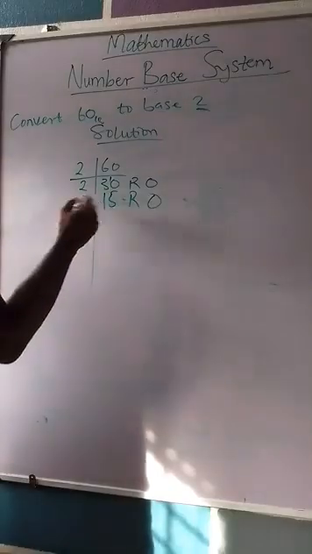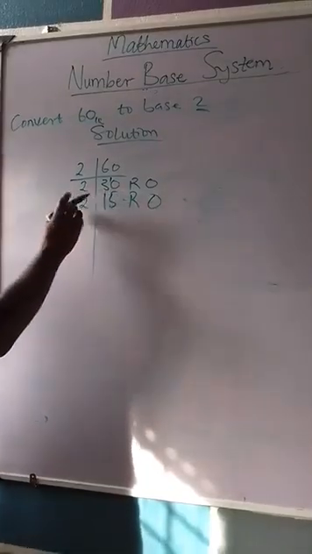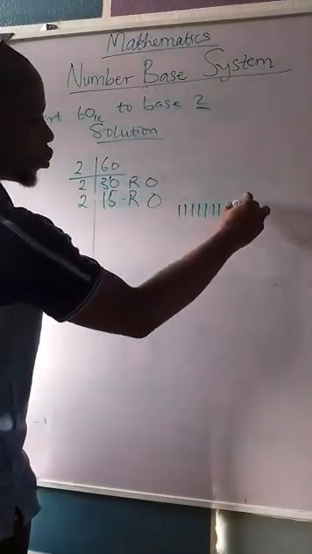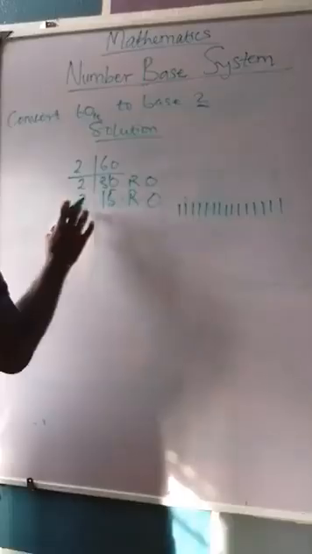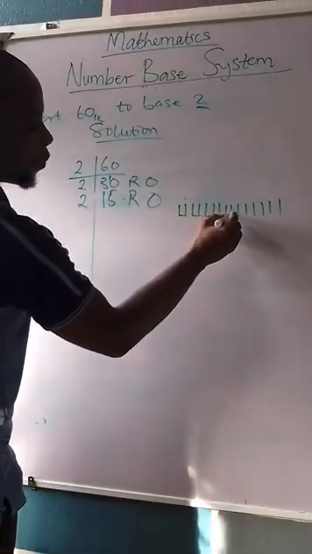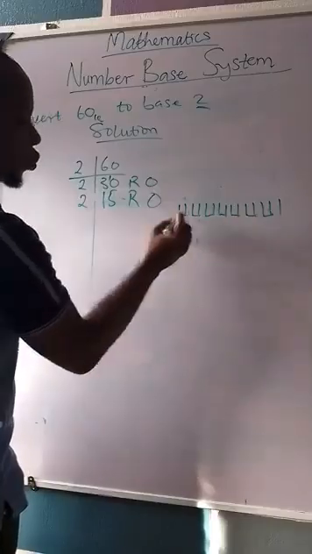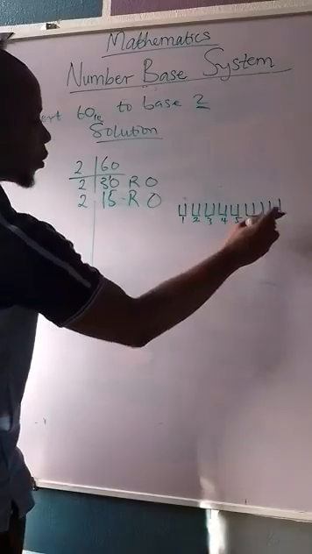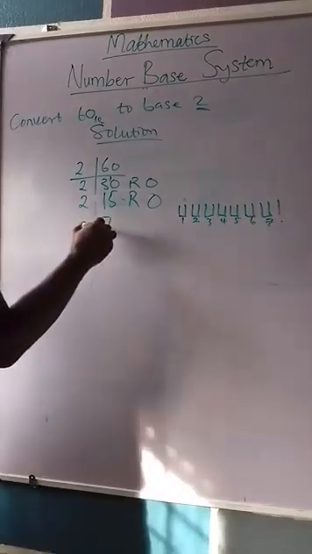Now 2 goes into 1. Cannot. So you carry this one and join it together. Now 2 goes into 15. If you have 15, 1, 2, 3, 4, 5, 6, 7, 8, 9, 10, 11, 12, 13, 14, 15. Count it. Count in 2s here. 1, 2, 3, 4, 5, 6, 7. So 2 goes into this how many times? 1, 2, 3, 4, 5, 6, 7. Remainder what? 1. So we have 7.